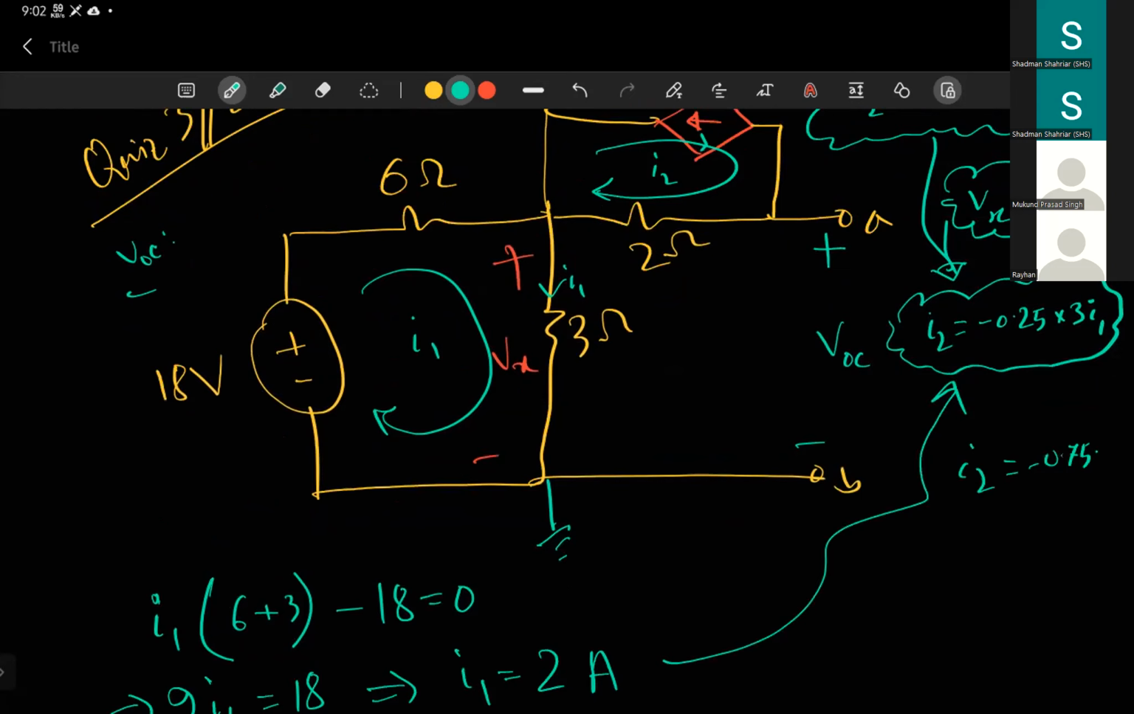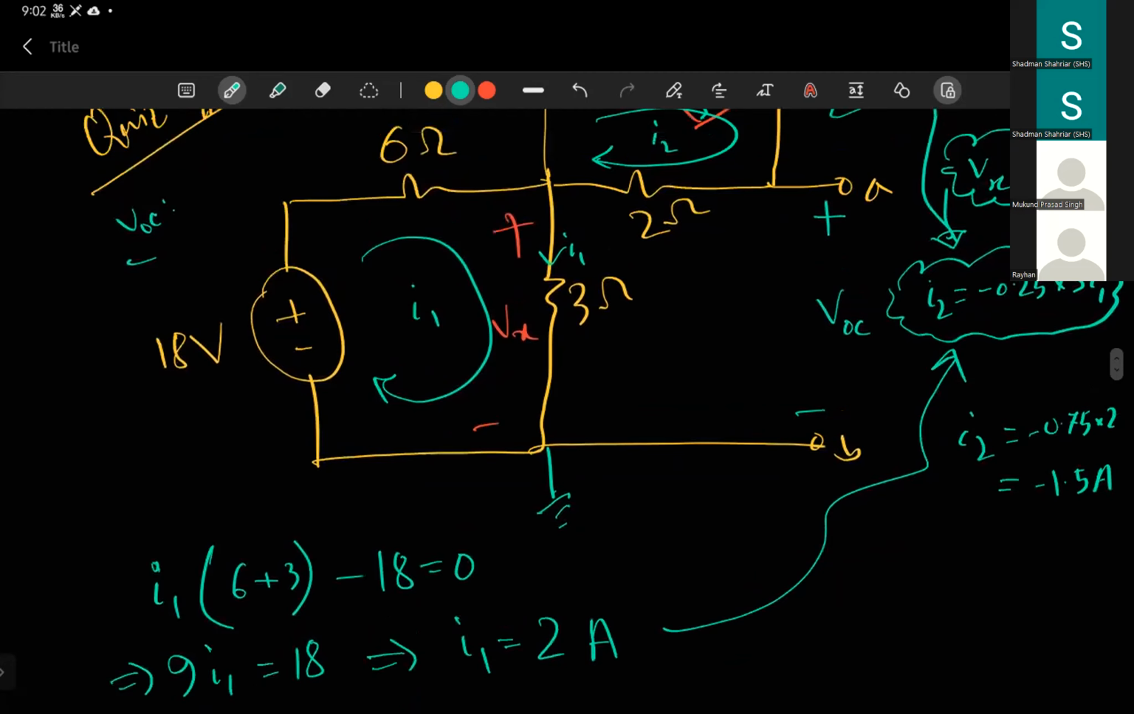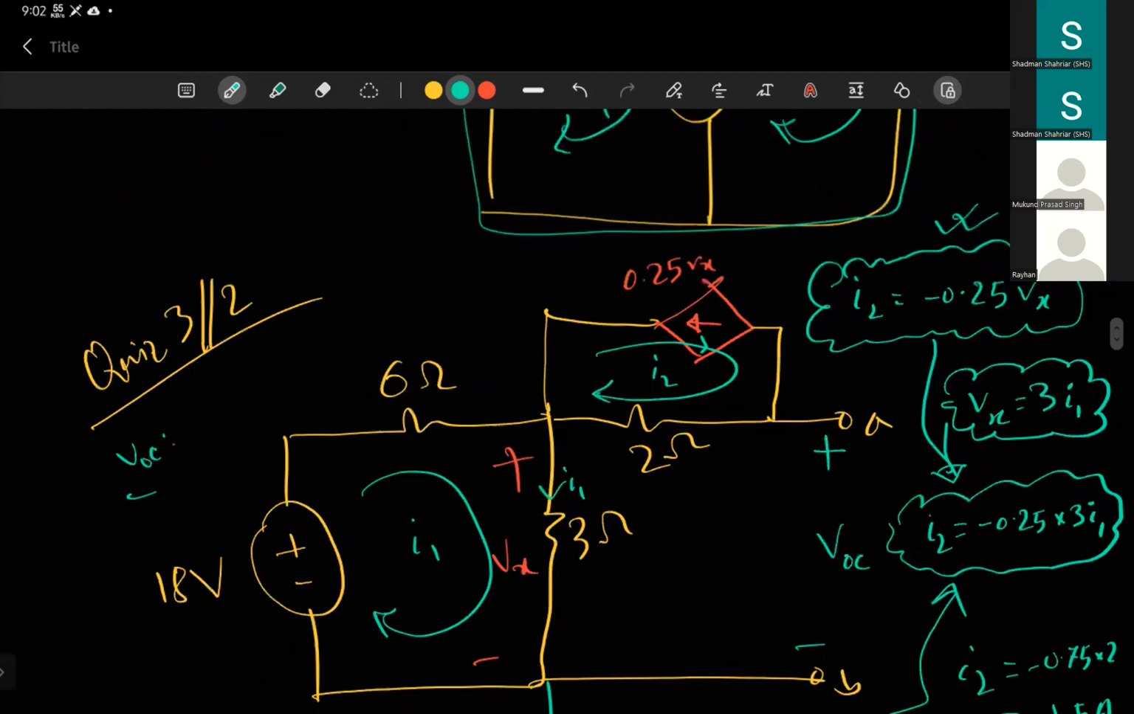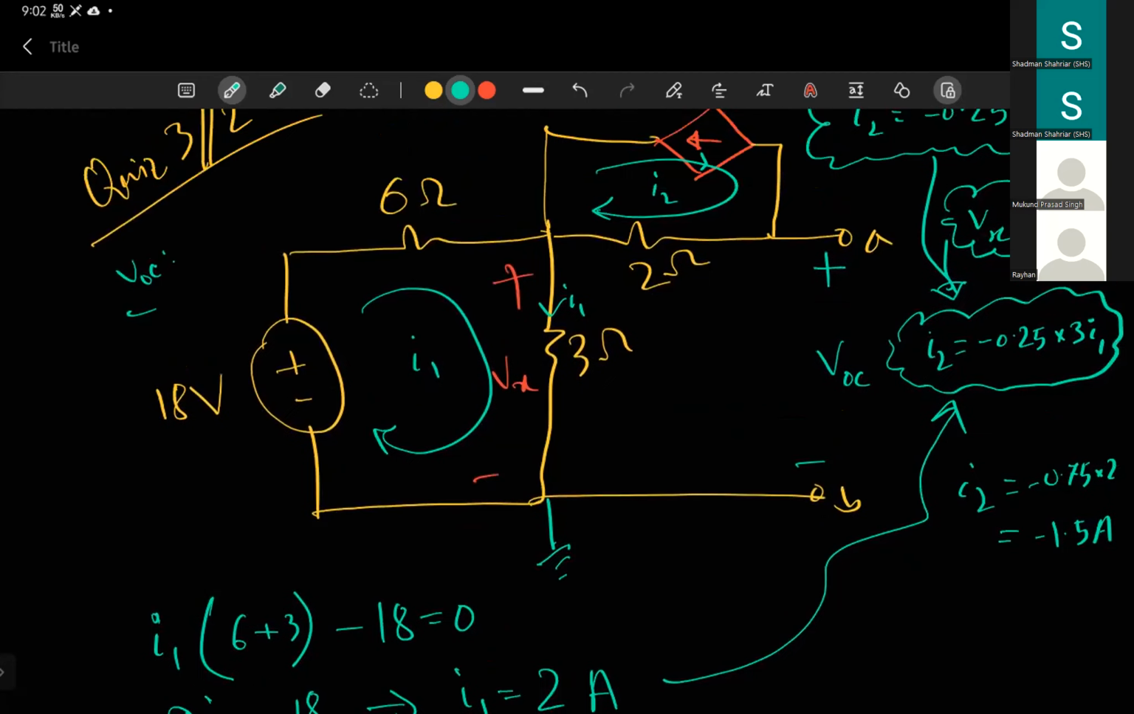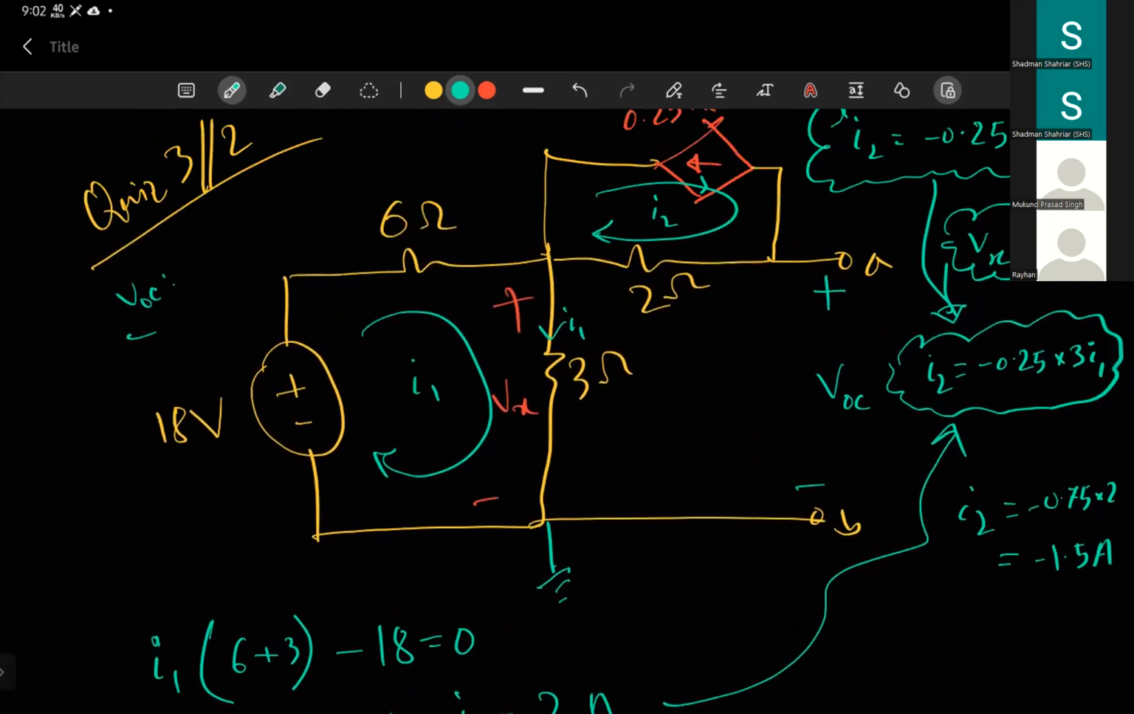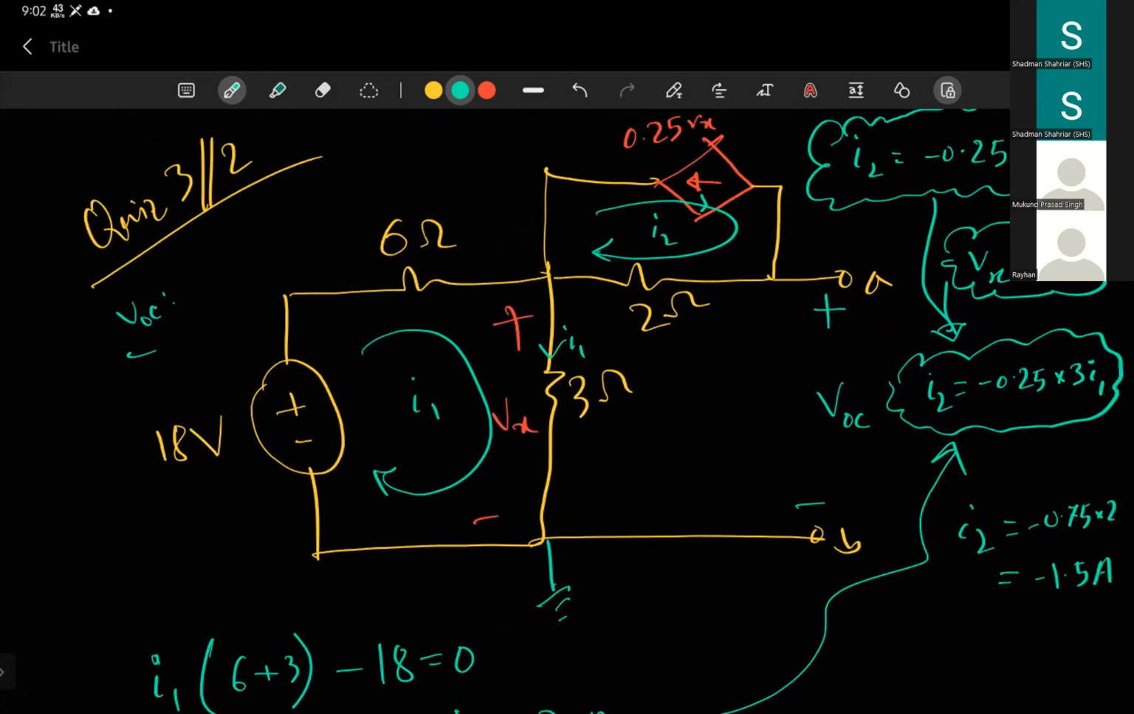I think so. 0.5, yeah, I think it's correct. So this is your... Now, if you want to find VOC using this mesh analysis technique, you have to write VOC in terms of I1 and I2 as well.